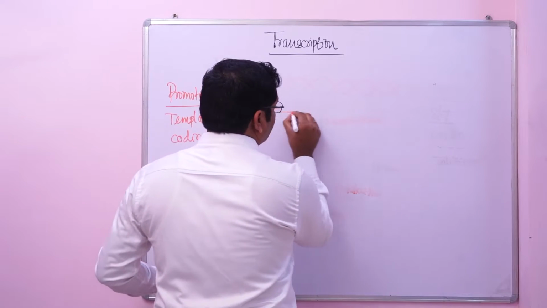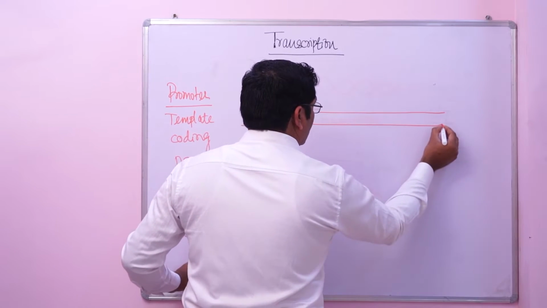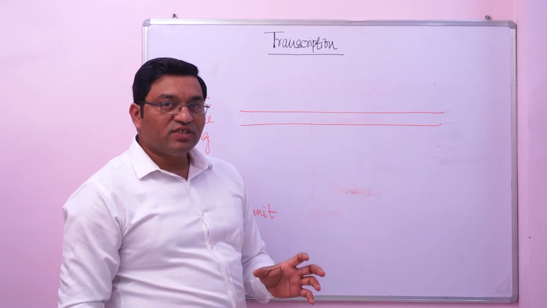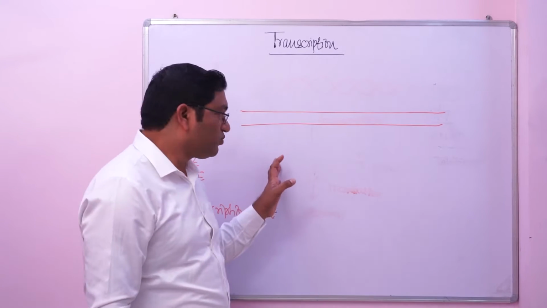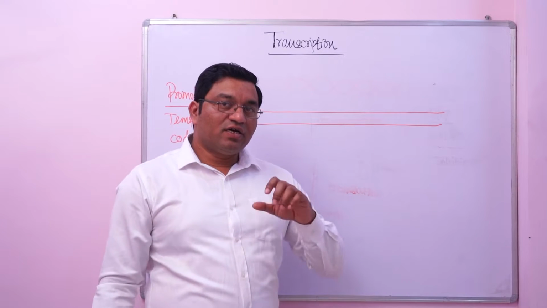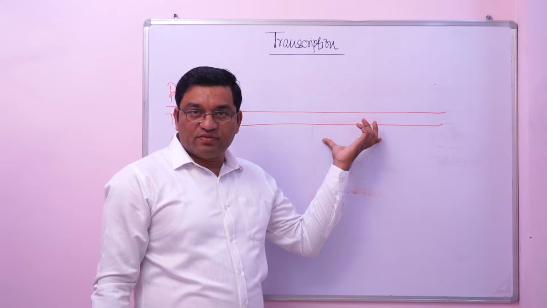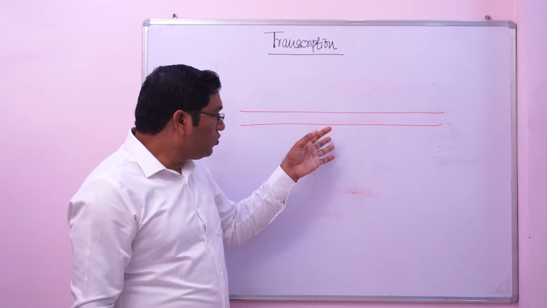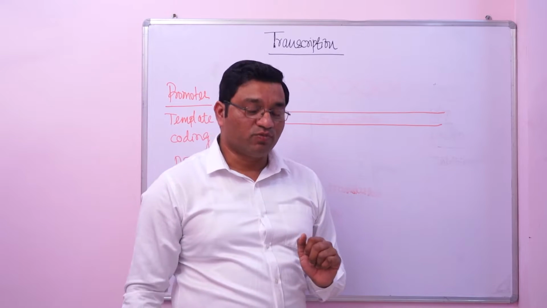Now this is DNA strand. In replication, the entire genome is replicated and both strands of the DNA act as a template in the replication process. While in the transcription process, only a part of the gene is transcribed, and only one strand of the DNA acts as a template strand in the transcription process.